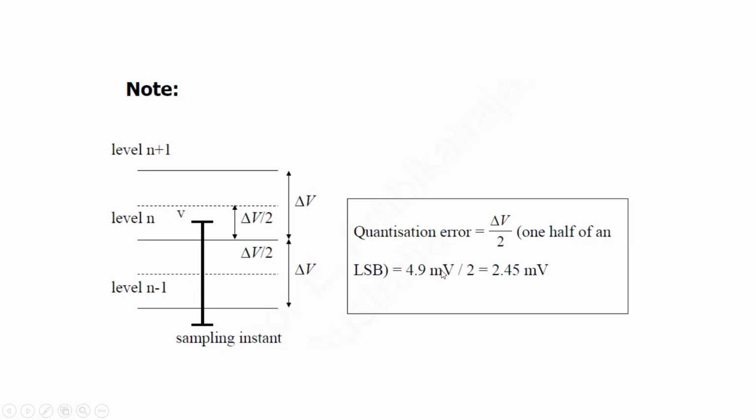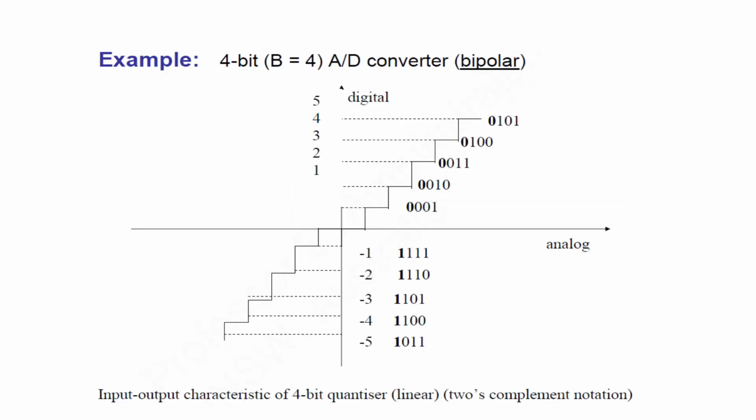Now let's say the step size between the two levels is 4.9 millivolts. I will explain how we have come to this 4.9 millivolts. But if the difference of the voltage between level n plus 1 and level n is 4.9 millivolts, then the quantization error can be delta V by 2, which is 2.45 millivolts. This can be specific to certain kinds of A to D converters. We'll look into the detail later.